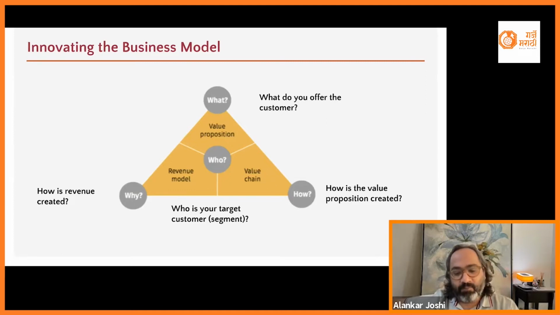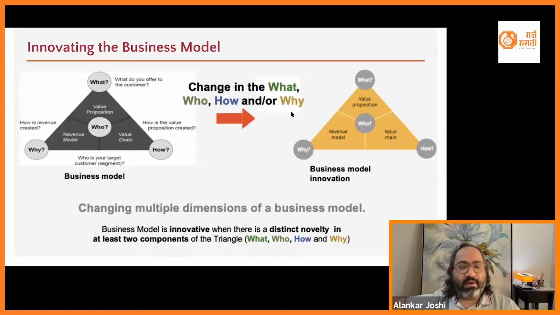And then how is revenue created, which is your bottom side, right? So different revenue models, how do you charge, pricing, and so on and so forth. So the reduction to these 4 elements of your business model. Now, innovating around these 4 dimensions of the business model is what is critical, right? When you innovate 2 or more of these dimensions, that's when you have innovation in your business model, right?